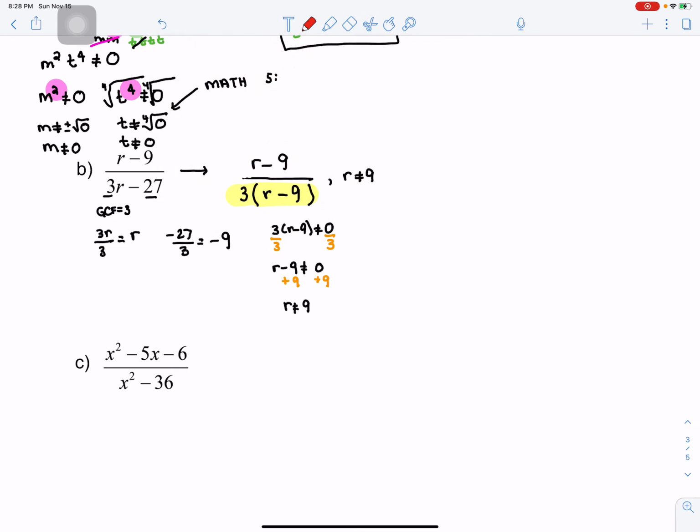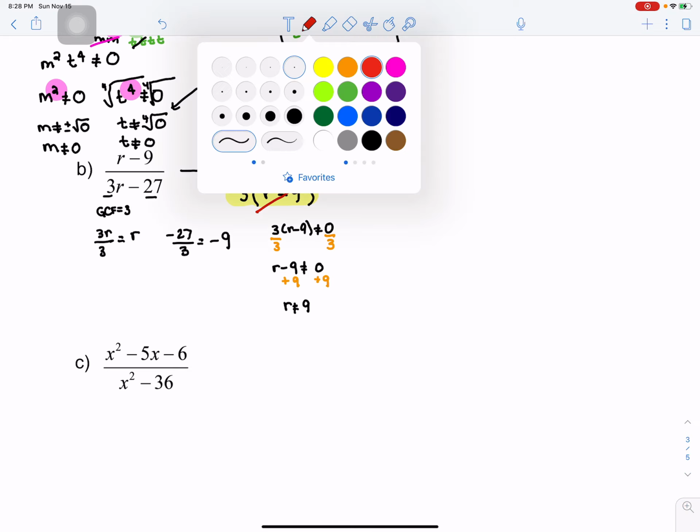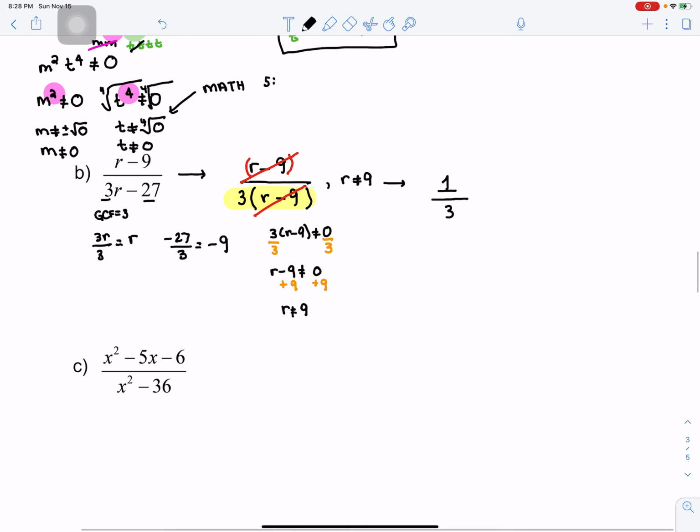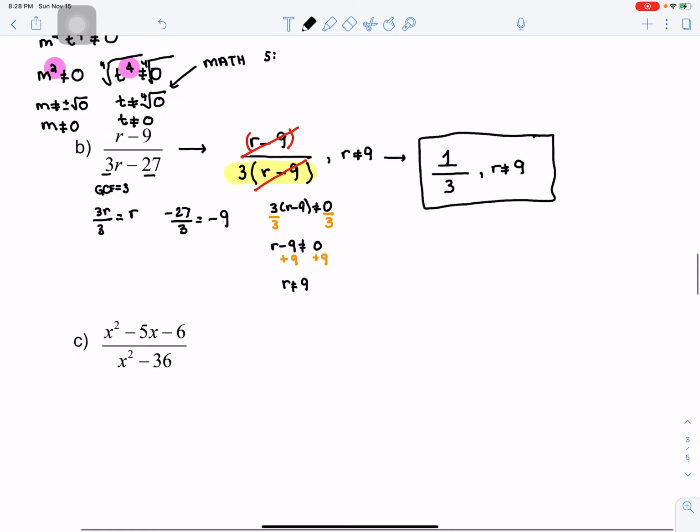Now what I want to do is look for identical factors. If I put a bracket around here, which I can do because there's nothing else on the top, this is identical to this, so they cancel out. And what I'm left with is an imaginary 1 on the top, because there's nothing left. R minus 9 divided by R minus 9 is 1. And then there's a 3 on the bottom, but I still need to write my non-permissible value of 9. R is not allowed to equal 9. And that would be my simplified expression and stating our NPVs at the same time.